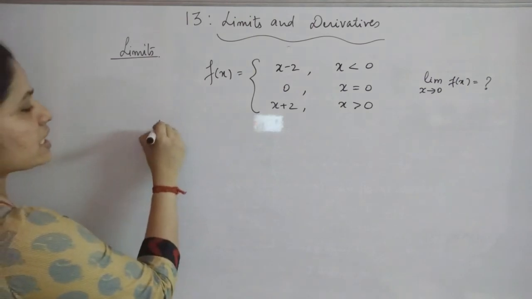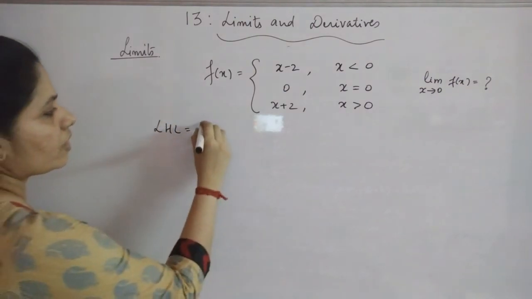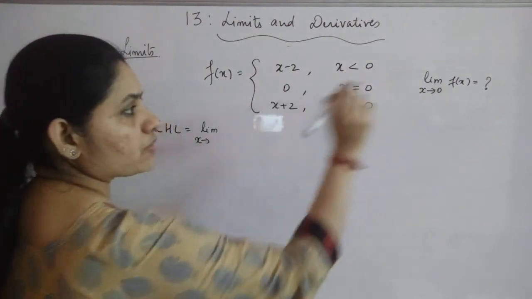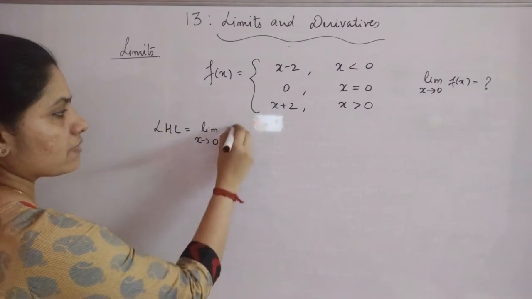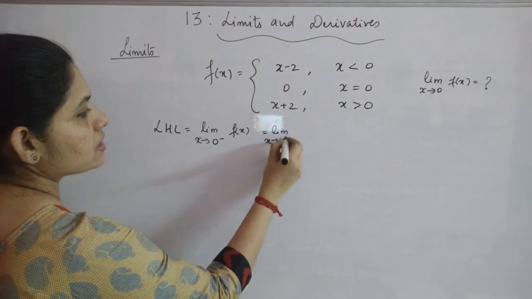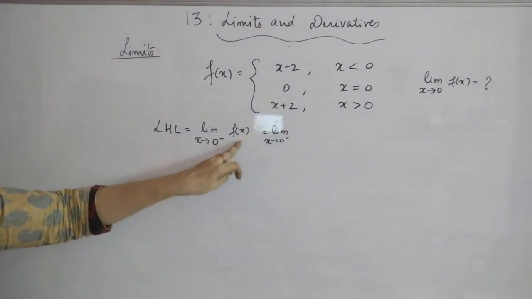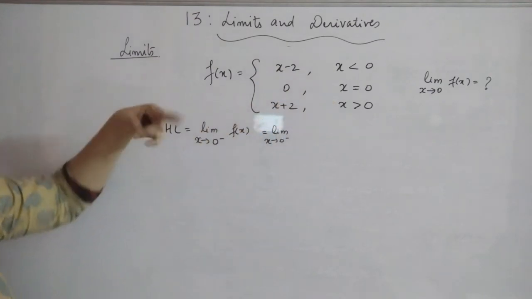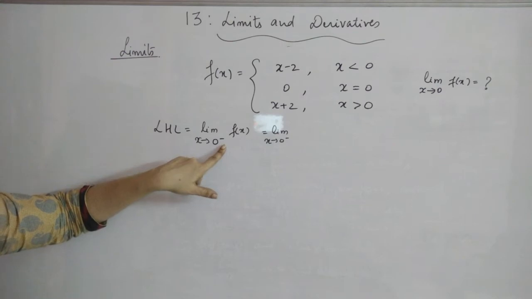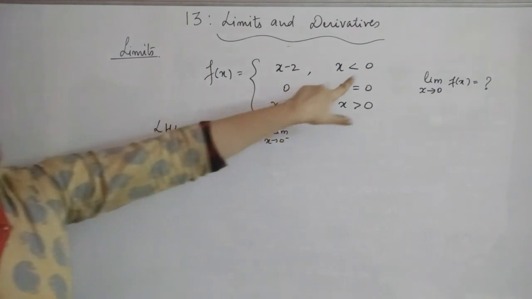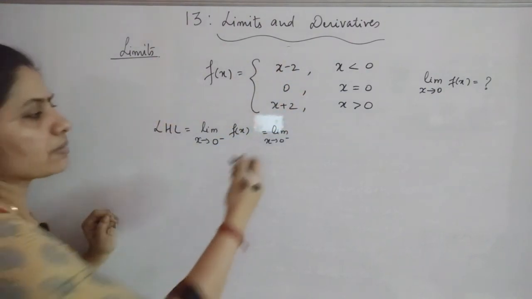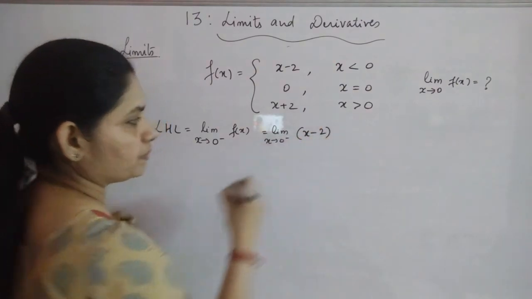Okay, so first we will start with LHL, which is limit x tends to 0 minus of f of x. The approaching point is 0, so it is 0 minus. First I am just replacing f of x with a function. For that you have to choose the function. x tends to 0 minus means x is a value less than 0, so the function to use here is x minus 2. So replace f of x with x minus 2.